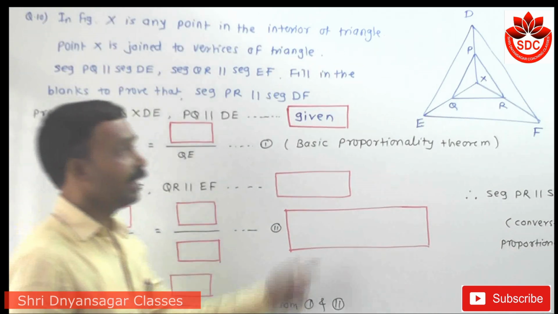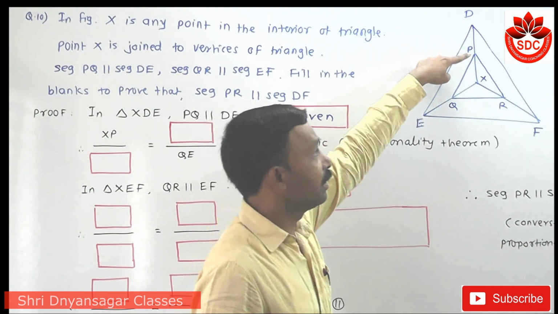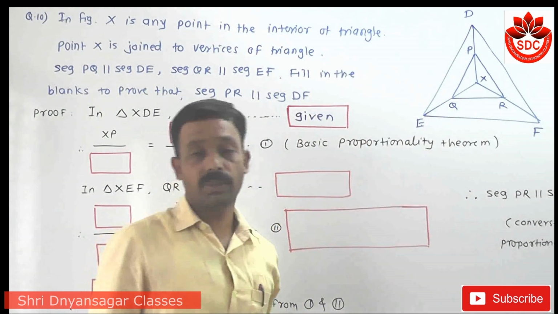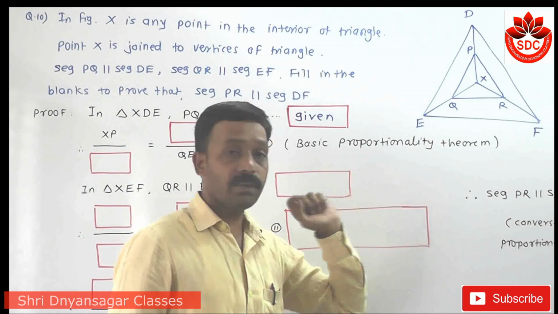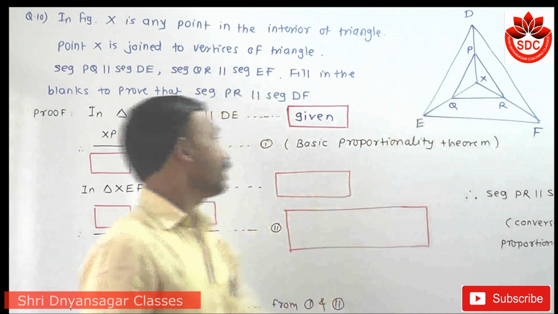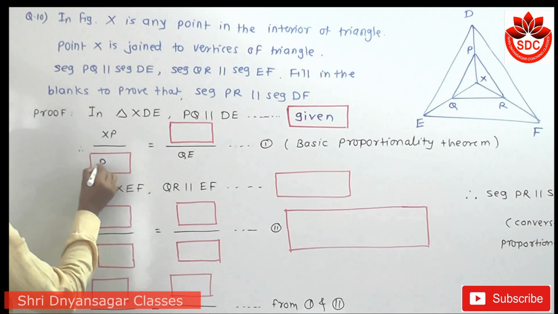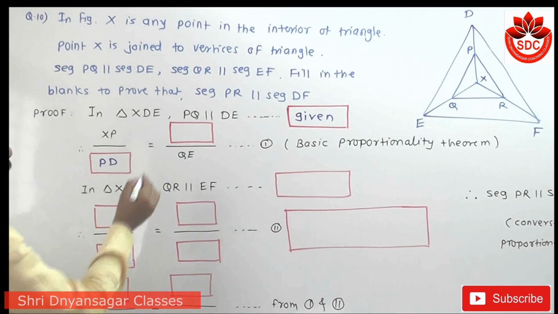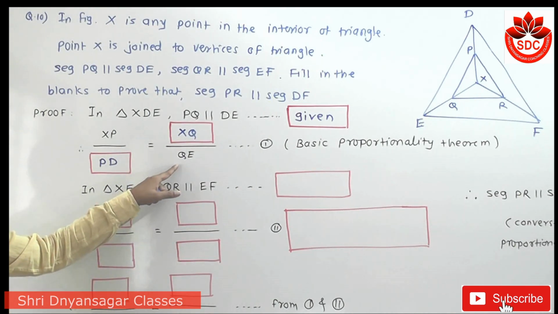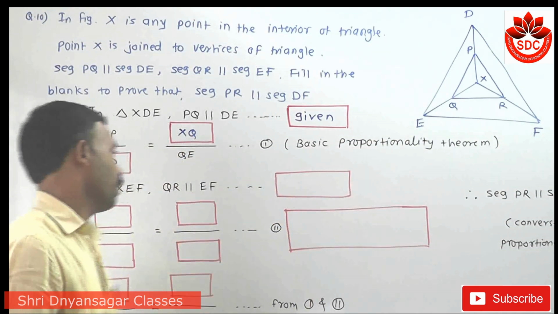Now student, in any triangle, one line segment is parallel to the side. This line intersect remaining two sides in two distinct points. Then we use basic proportionality theorem. So that by using this basic proportionality theorem, we start from point X. We write here XP upon PD is equals to XQ upon QE. Equation first, reason is basic proportionality theorem.